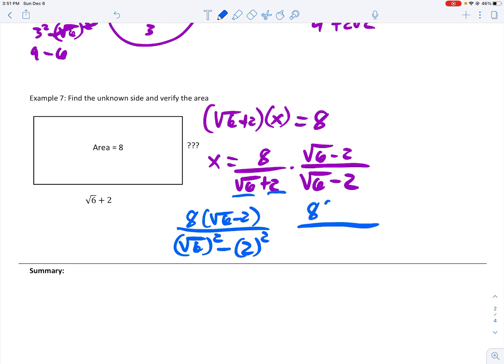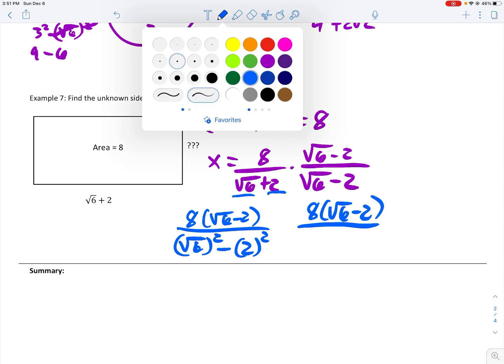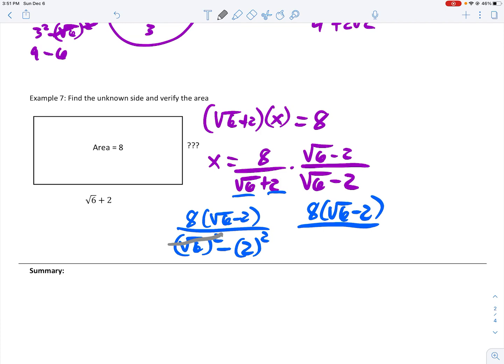So you have 8 times root 6 minus 2 in the numerator. The root 6 and the square reduce, so it's 6 minus 4. Right, because 2 squared is 4, so you end up getting 2. And 2 and 8 can be simplified, so 4 times root 6 minus 2. So there you go. That would be your answer.